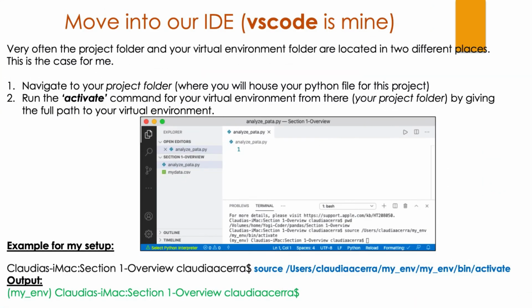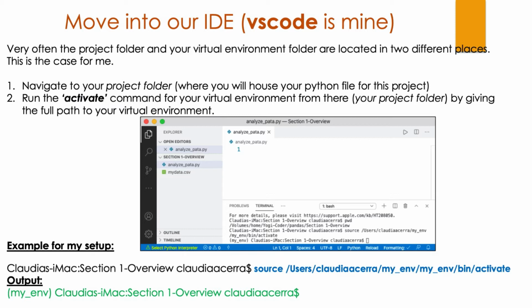All right, now we're into our IDE. This is a snippet of VS Code, which again is the IDE that I'm using. Very often, your project folder and your virtual environment folder are located in 2 different places. This is the case for me. So this is what I do. I navigate to my project folder. This is where I'm going to house the Python code that will run for the rest of this project. I run the activate command for my virtual environment from there.